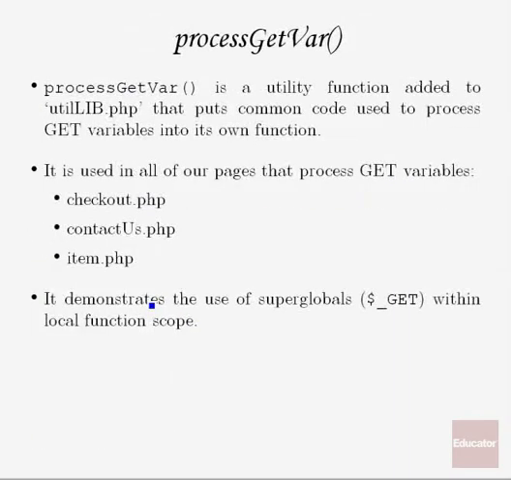So the first function that we're going to be creating for this version of the web application is called process get var. It's going to be in utillib.php, and it's basically a utility function that puts common code used on all of our pages that use get variables into a function so that we can reuse it in multiple spots. The three pages that we have that use get variables are checkout.php, contactus.php, and item.php. And what this function is going to demonstrate from our last lesson is the use of superglobals within local function scope.